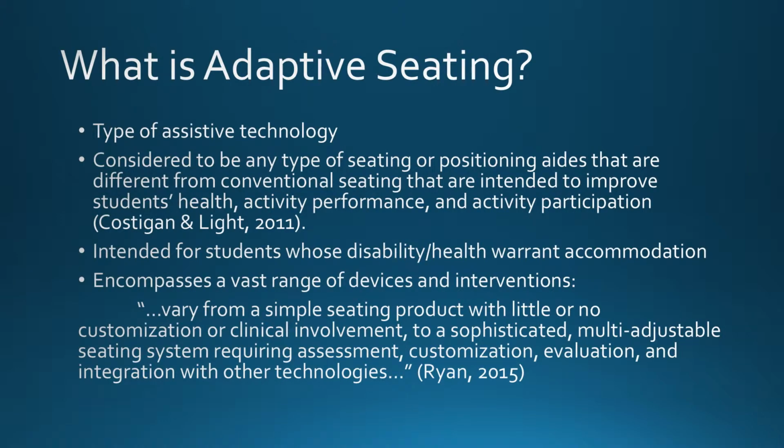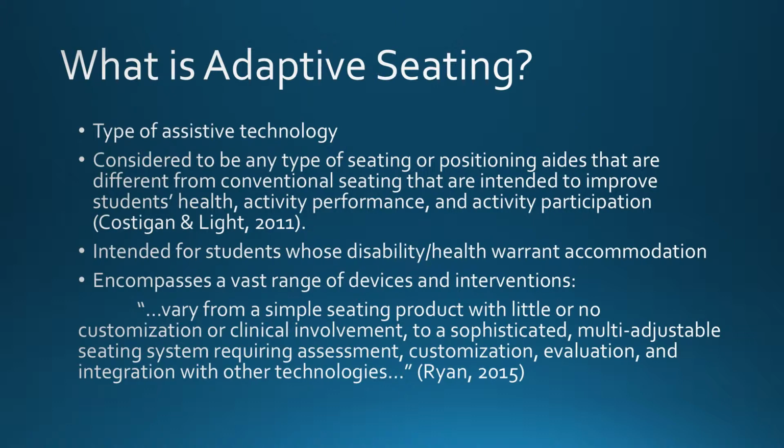So, as I said, adaptive seating does fall under the large umbrella of assistive technology, and based upon the research that I've conducted of it, I have found the definition of it could be any type of seating or positioning aids that are different from conventional seating that are intended to improve students' health, activity performance, and activity participation.